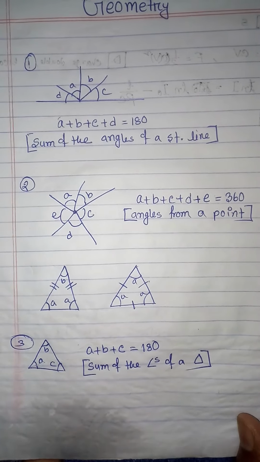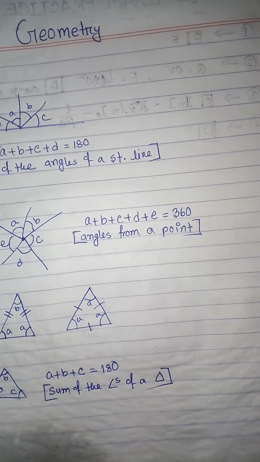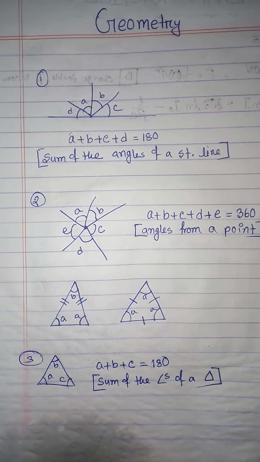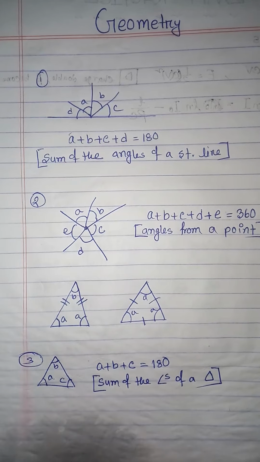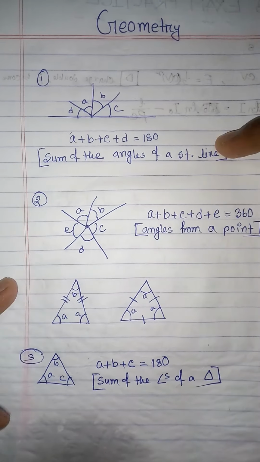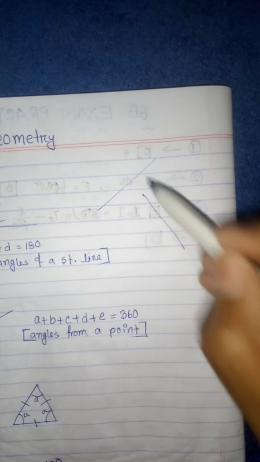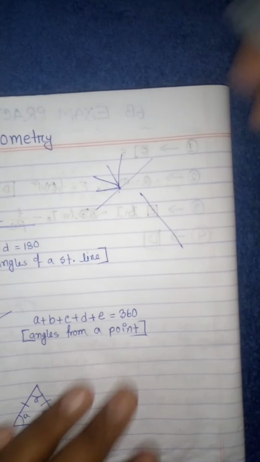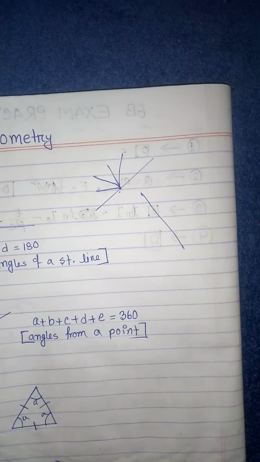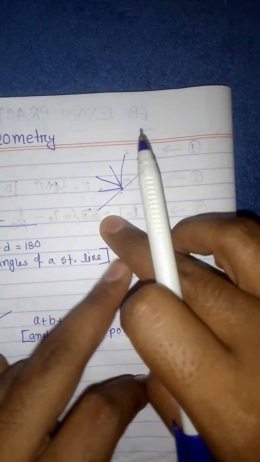One more thing: during calculation you will also find some new ways of finding the value. There might be a combined case of angles from a point and angles on a straight line. The straight line might be this curve or this curve. It's not a problem, because the sum of the angles on a straight line is always equal to 180. So don't get confused, whether the straight line is horizontal, vertical or a curve like this.